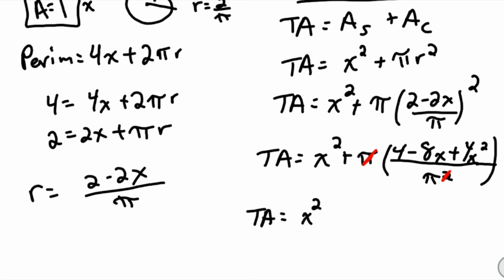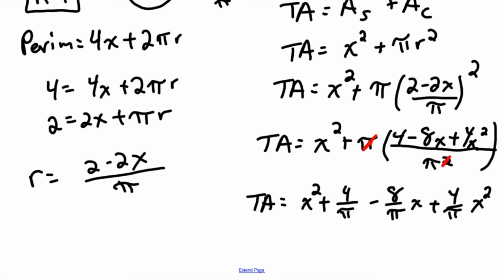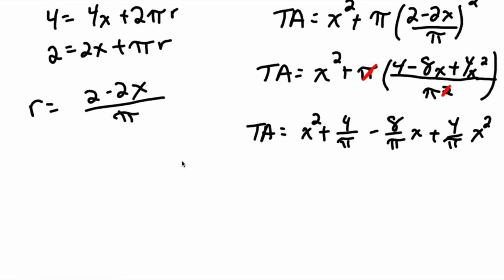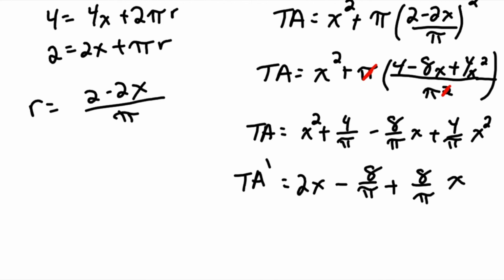Total area, x squared. Now, just so I'm not tempted to use the quotient rule here, I'm going to separate these. So I'm going to say 4 over pi minus 8 over pi x plus 4 over pi x squared. Okay, so I'm just going to separate those and then find my derivative. So the derivative of my total area function would be 2x. 4 over pi is just a constant, so that's 0. 8 over pi times x, the derivative of that would just be 8 over pi. And then plus, take the derivative of x squared, which is 2x, multiplied by that would be 8 over pi x.